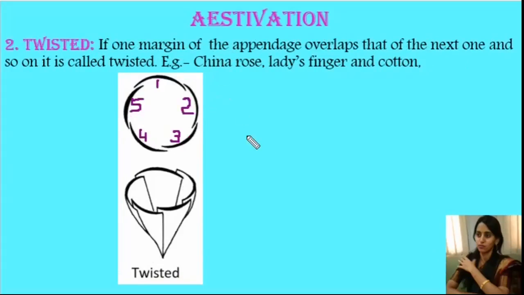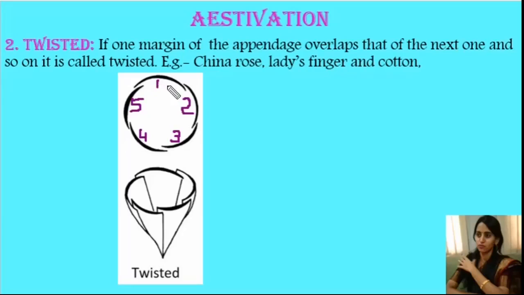Okay, the second type is twisted estivation. Here the name itself suggests that the sepals or petals appear as if they are twisted. This is because one margin of the sepal or petal is overlapped by the next one. You look at this.